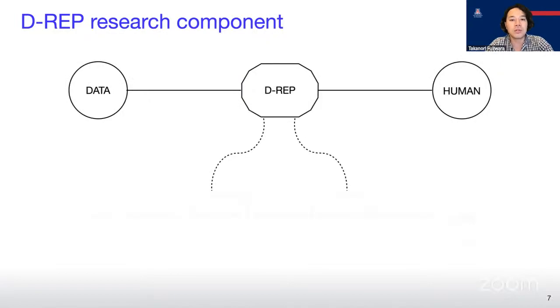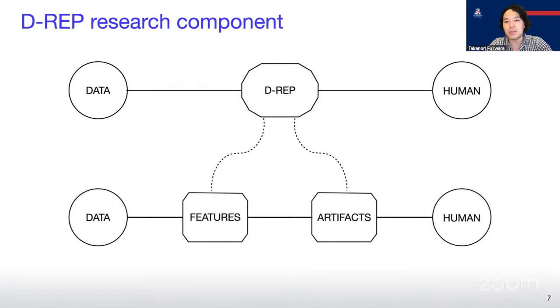So we think data representation can be further decomposed into two parts. One is features, another one is artifacts. And then we label each process to connect this data and humans as process, build, and evaluate, and we extensively research each of these steps.